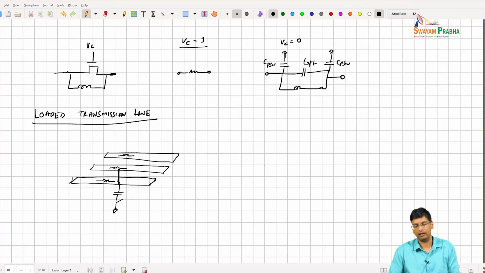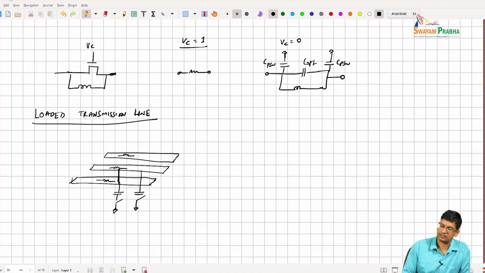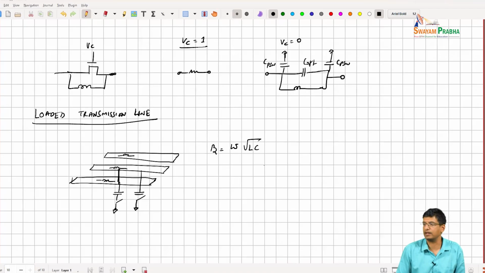To my line, right? And when I have multiple of these, I'm just changing the capacitance of the switch. So I'm basically changing the square root of the LC product, right? Beta was the square root of LC, or the delay through the line is the square root of LC, right? So the delay is square root LC.